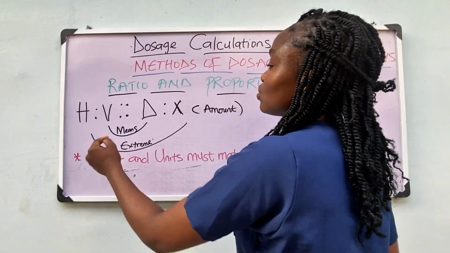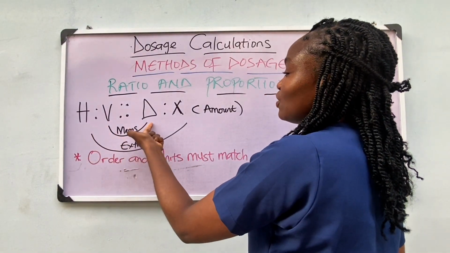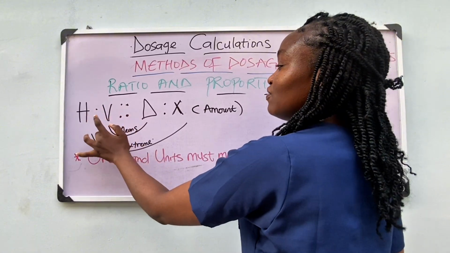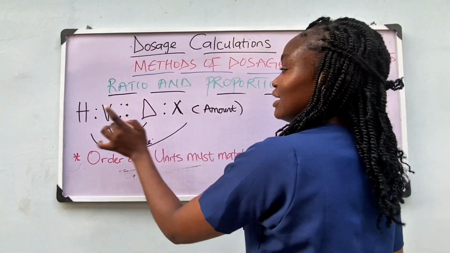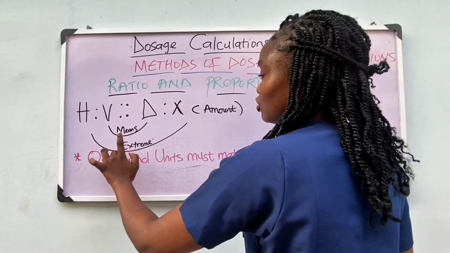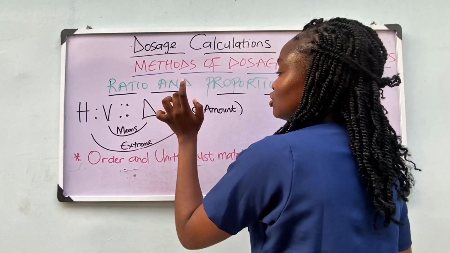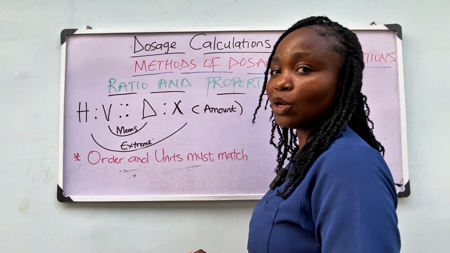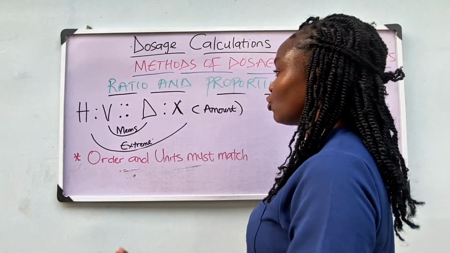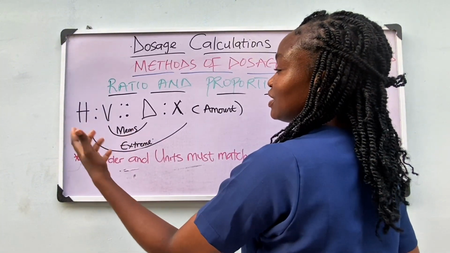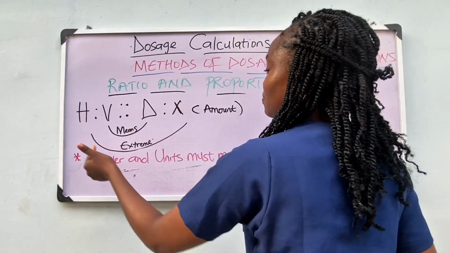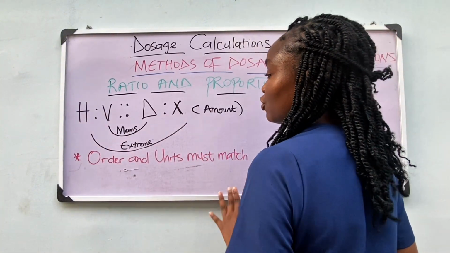So we are going to multiply the ones inside: we multiply the vehicle with the desired, then multiply the drug we have with what? The drug, the finality that we are looking for, which is the final amount we're looking for. Which is also the same thing as multiplying the means and multiplying the extremes in order for you to answer.